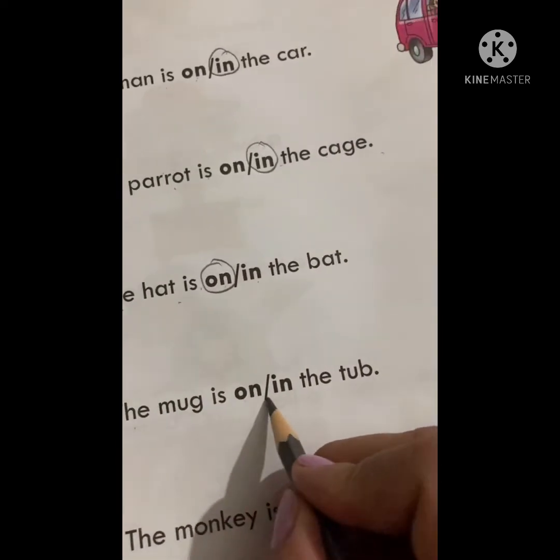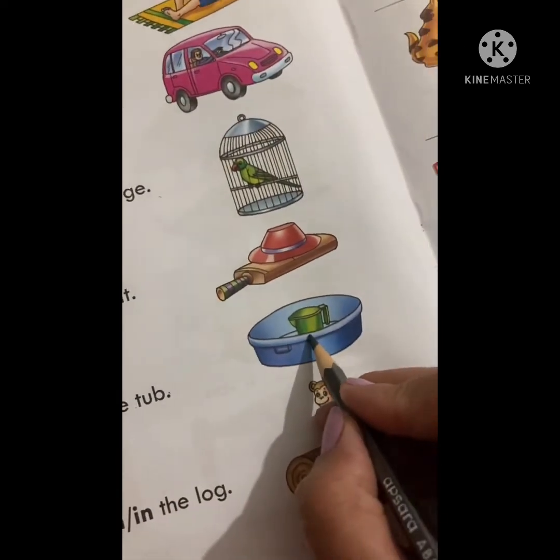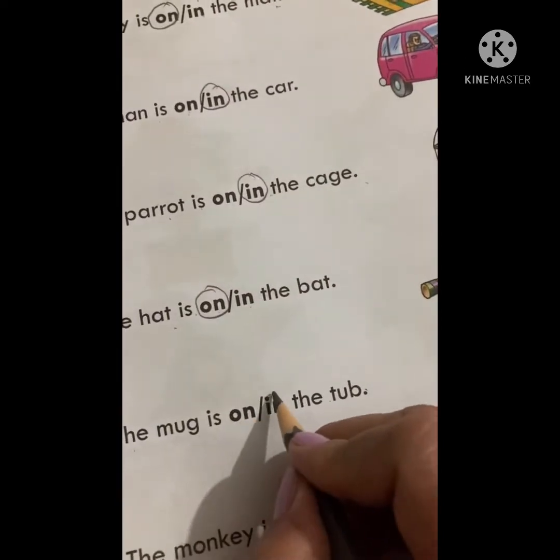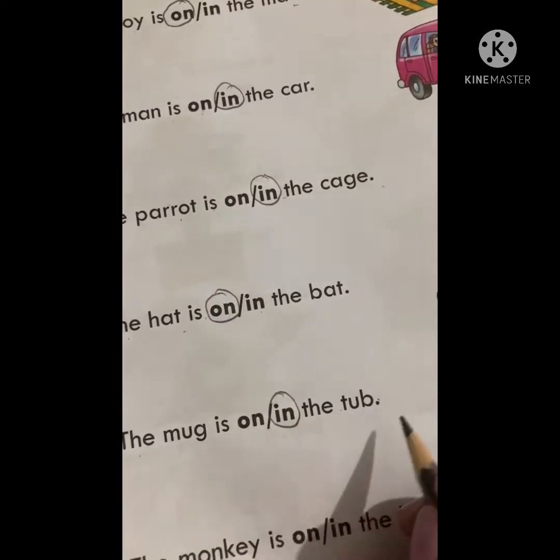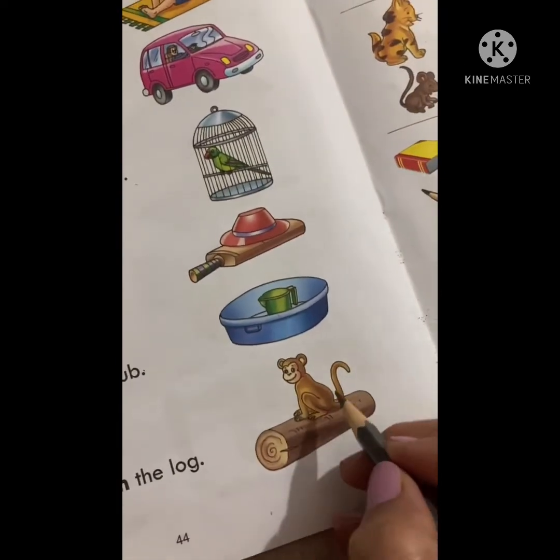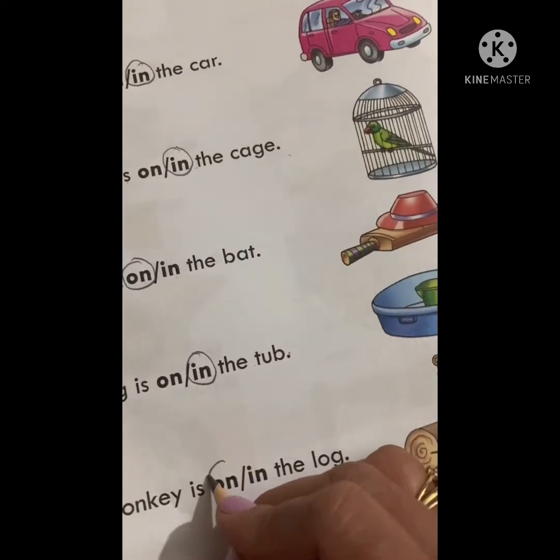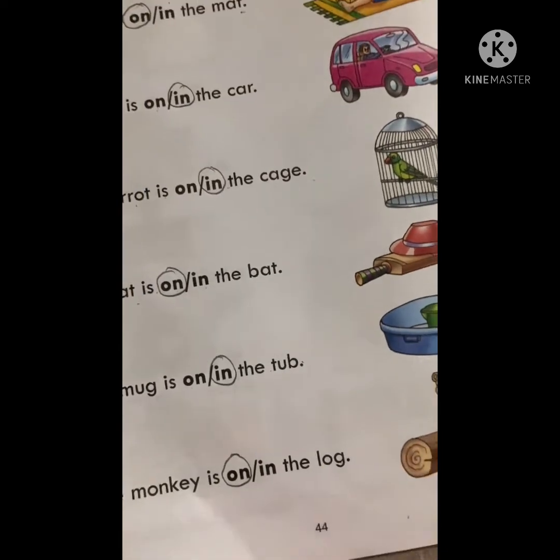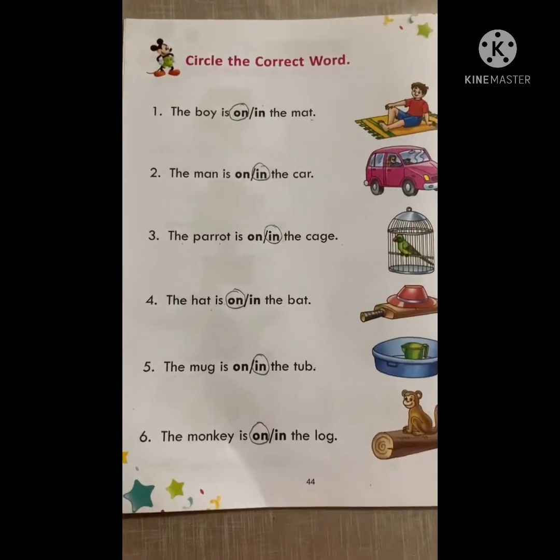The mug is on or in the tub. Where is the mug? In. It is in the tub. The monkey is on or in the log. Where is the monkey? On the log. So revise these exercises. Thank you.